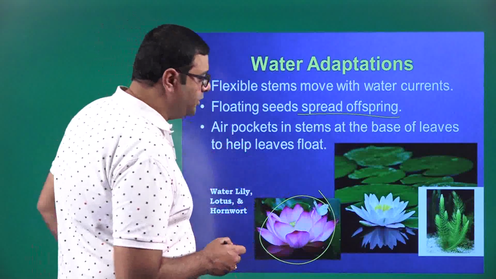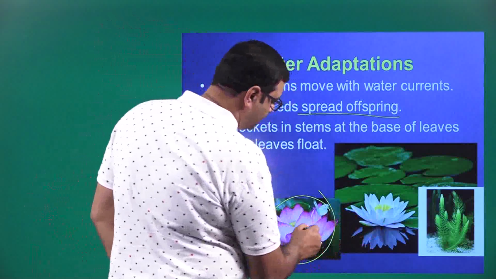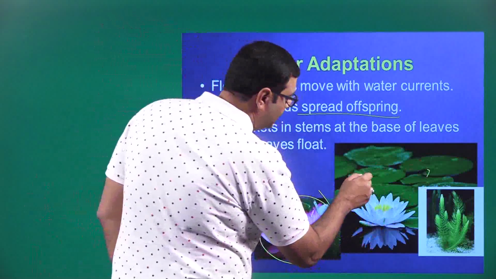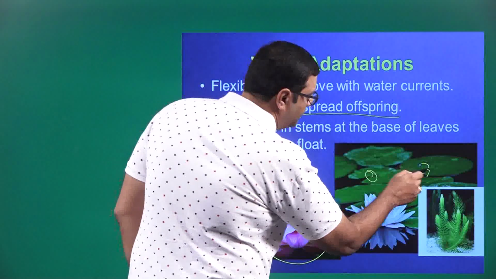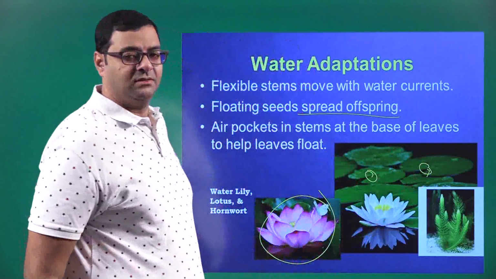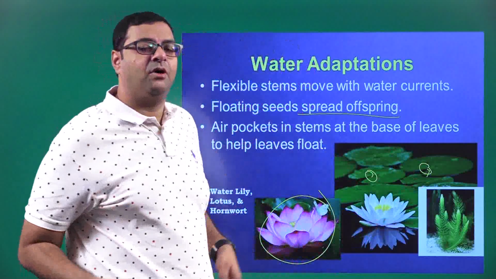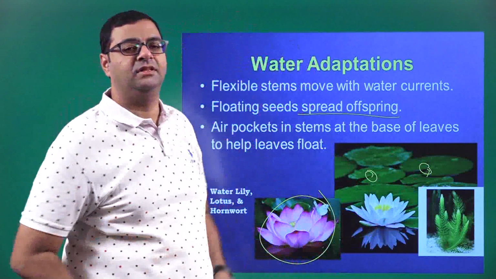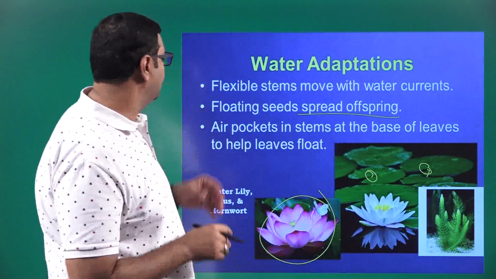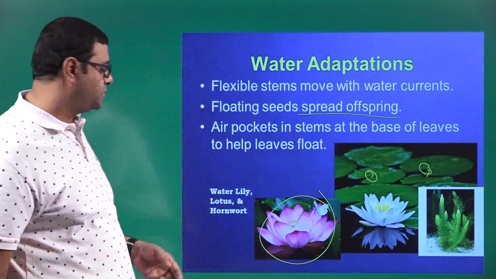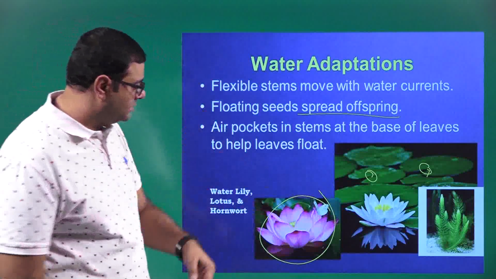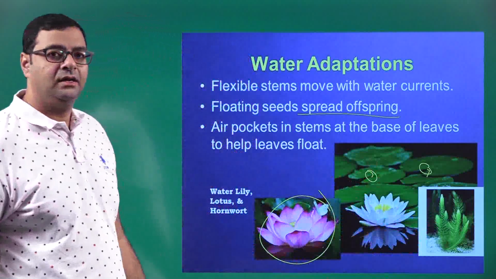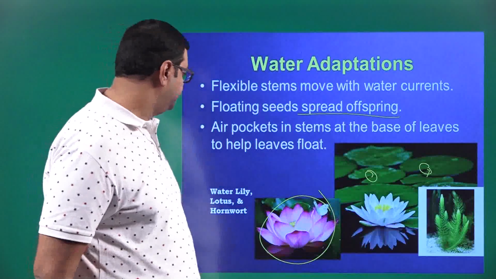And then air pockets in the stem at the base of leaves help the leaves float. So you have certain air pockets in the stem. The stem is not shown here, but under this leaf, at this junction, you will have stems. Stems will have air pockets, and because of that, they will make the leaf float on the top. So this is basically water adaptations, and examples you already know: lotus, hornwort, this is the hornwort, and you have the water lily. All right, now moving on.